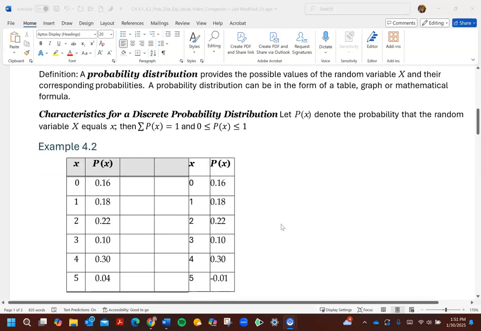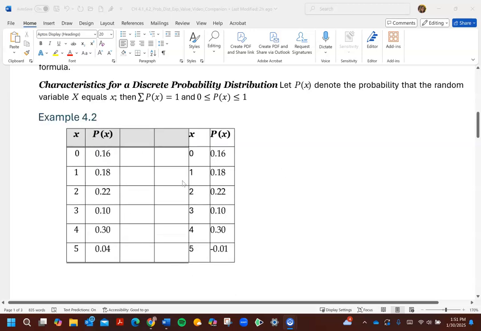Let's look at a couple of charts, for example in 4.2 here. For the one on the left, just ignore the spaces in between. We have x, and we don't know what this data is. It's just generic data, but it's saying 0 occurrences would be 0.16 or 16%, 1 is 0.18, 2 is 0.22, 3 is 0.10, 4 is 0.3, and 5 is 0.04. If you add all those up, they should add to 1 to be considered a probability distribution. You also have to make sure there's nothing less than 0 or greater than 1. So go ahead and pause the video and add these up and double check that it adds to 1. Then take a look at the one on the right and distinguish if that adds to 1 and if it also meets the other criteria.